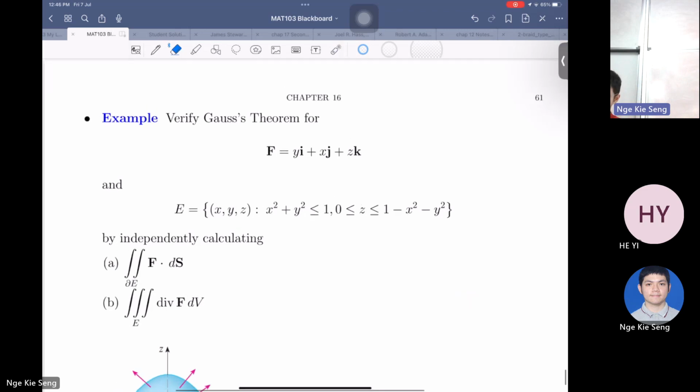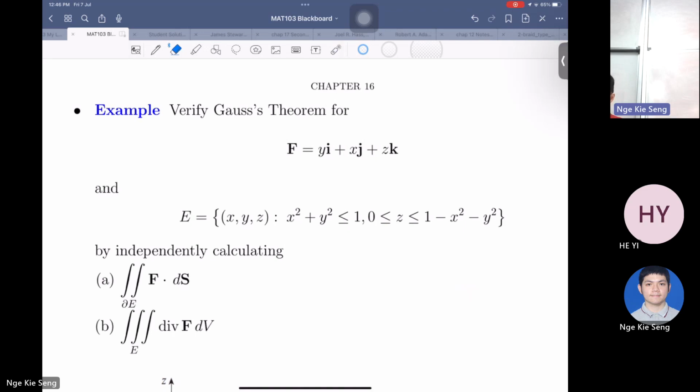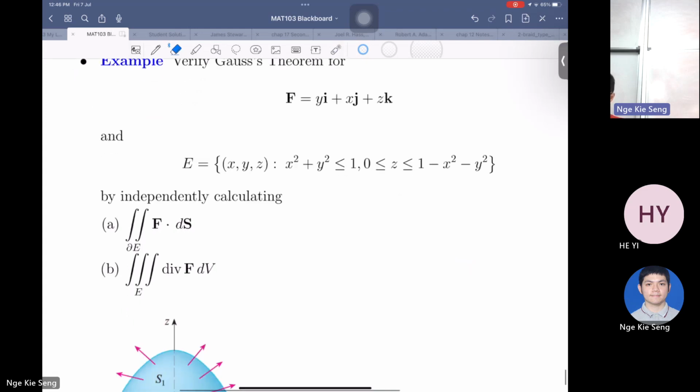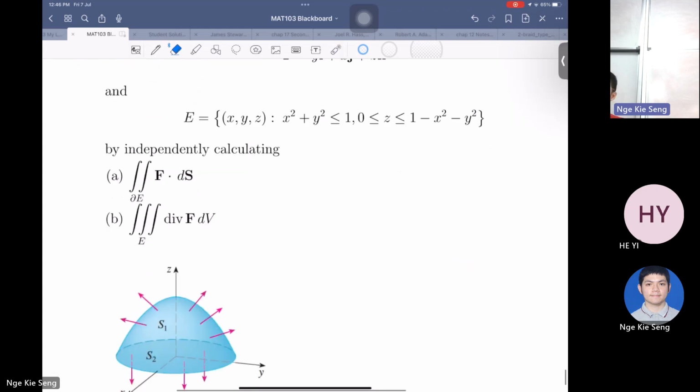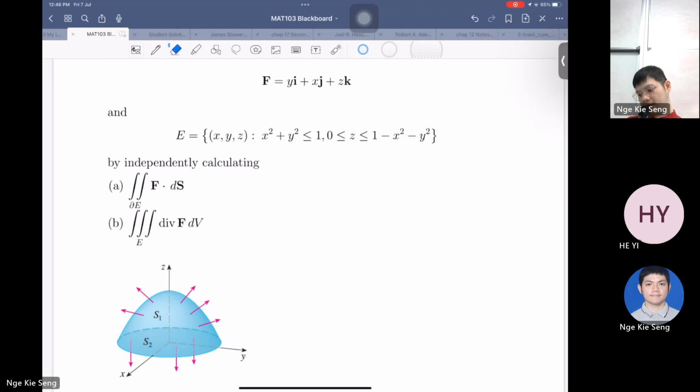What's the surface here? E is (x, y, z), where x and y are controlled by a disk, and z is controlled by 1 minus x squared minus y squared. This is not quite a sphere, but a weird sphere, so you get this picture here. We need to compute these two values and then see that they actually agree, so that we can check the theorem.